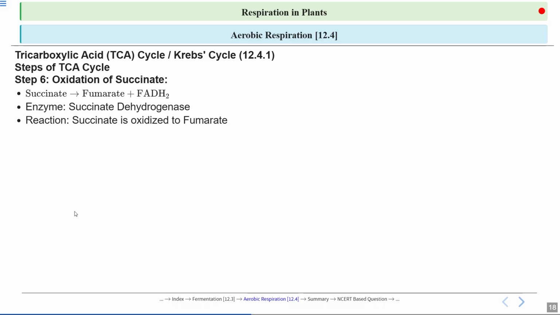So here the reaction is that succinate is oxidized to fumarate. Oxidation means that succinate loses electrons which are picked up by FAD to form FADH2. So the main product here is FADH2. This molecule will carry electrons to the electron transport chain later, helping the cell generate more ATP.